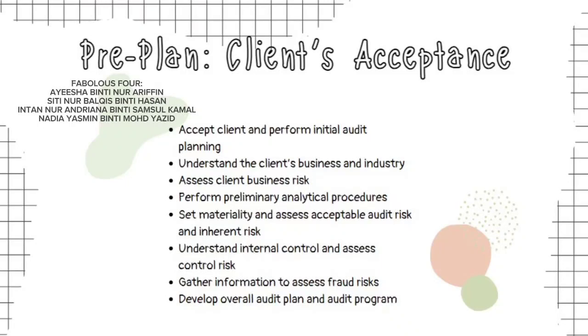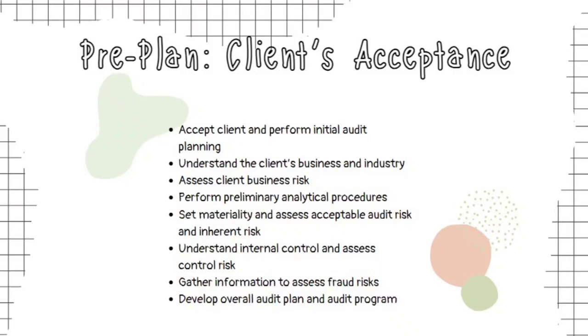Now, I am going to present about pre-planned client acceptance. First, understand client business and industry. We'll make better clarifications to the auditor of the daily business activities, and then the auditor can easily find the misstatements, errors, and frauds. Second, assess client business risk. Identify risks relevant to financial reporting objectives, including risk of material misstatement due to fraud.